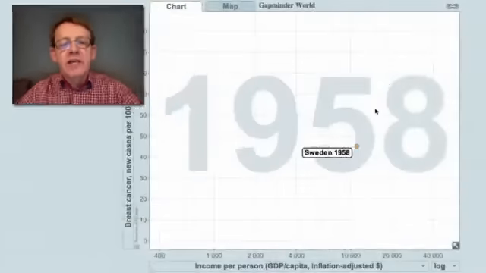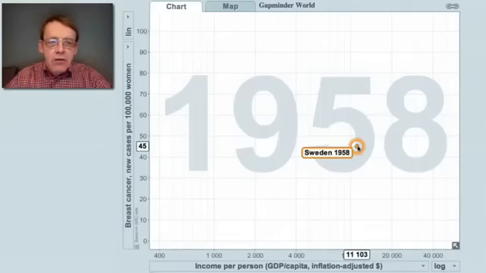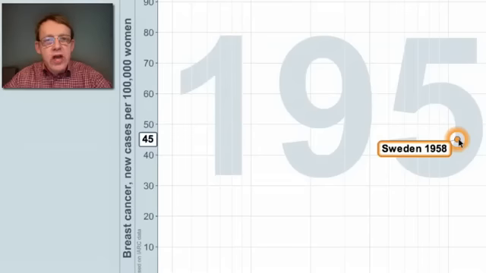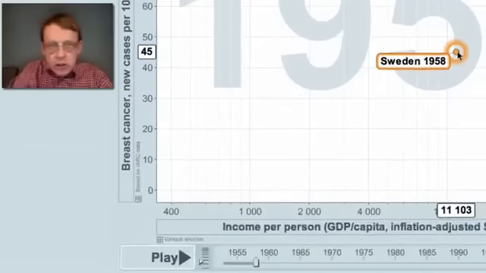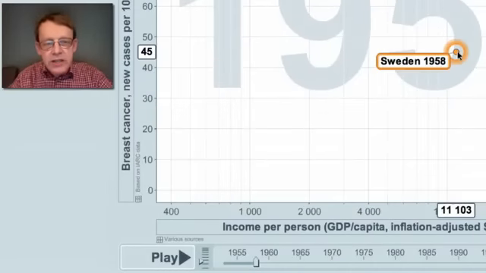Already in 1958, breast cancer was the most common form of cancer among women in Sweden. Look at my graph here. The vertical axis shows the number of new cases of breast cancer per 100,000 women. And the horizontal axis shows income per person. It was $11,000 at this time, 40 years ago in Sweden.